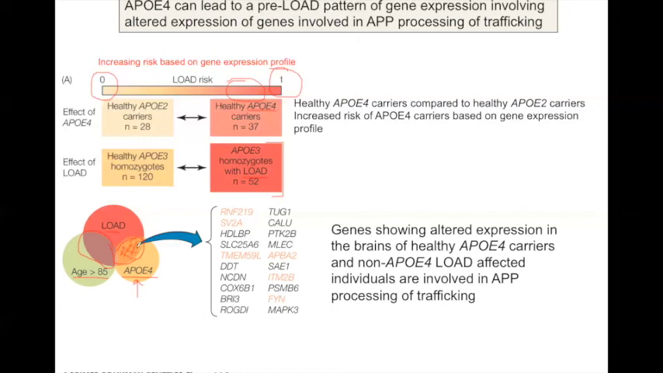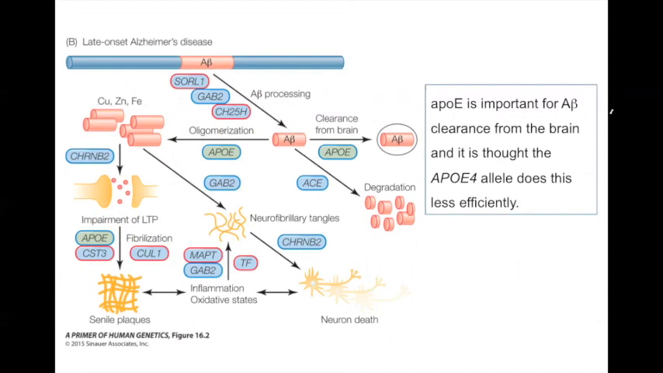What's interesting is that the genes in this part of the graph here, that are common to people who have late onset Alzheimer's disease and to the healthy carriers of the risk allele, show altered expression in genes that are involved in the trafficking of the APP protein and its processing. So in other words, there seems to be a correlation with disruption of this pathway that processes and clears these A-beta peptides from the brain. ApoE then is important for A-beta clearance from the brain, and it is thought that the ApoE4 allele does this less efficiently.